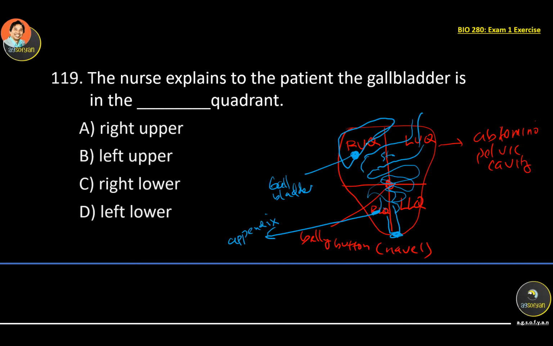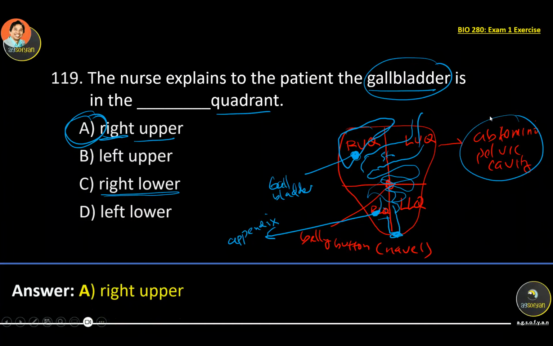The gallbladder is located in the right upper quadrant. This is where the gallbladder is located. So that's the answer. Now, how about the appendix? The appendix will be here, on the right, the right lower quadrant. So for the gallbladder, again, it is located in the right upper quadrant of our abdominopelvic cavity.